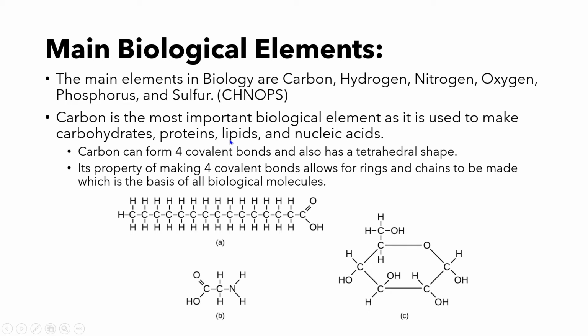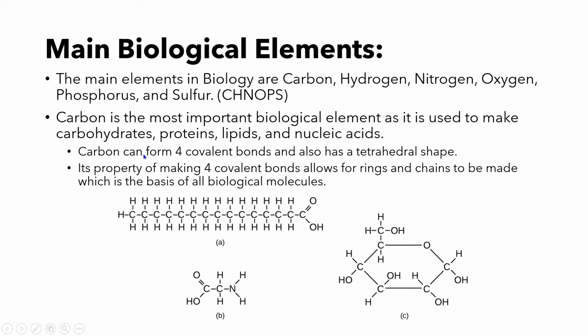So before we get into the biological macromolecules, we have to talk about the elements that make up most biological macromolecules. The main elements are carbon, hydrogen, and oxygen. However, some macromolecules, such as proteins and nucleic acids, have nitrogen, phosphorus, and sulfur as part of their composition. Out of all these elements, carbon is the most important.